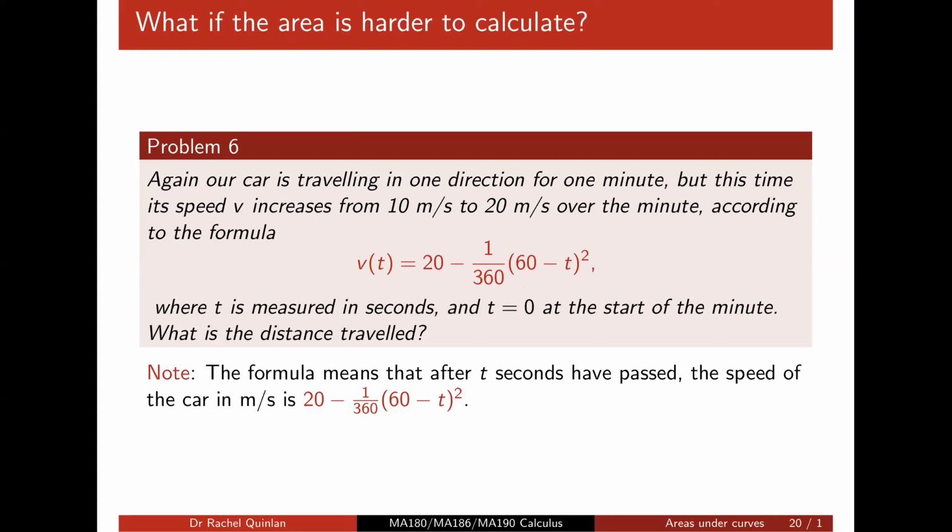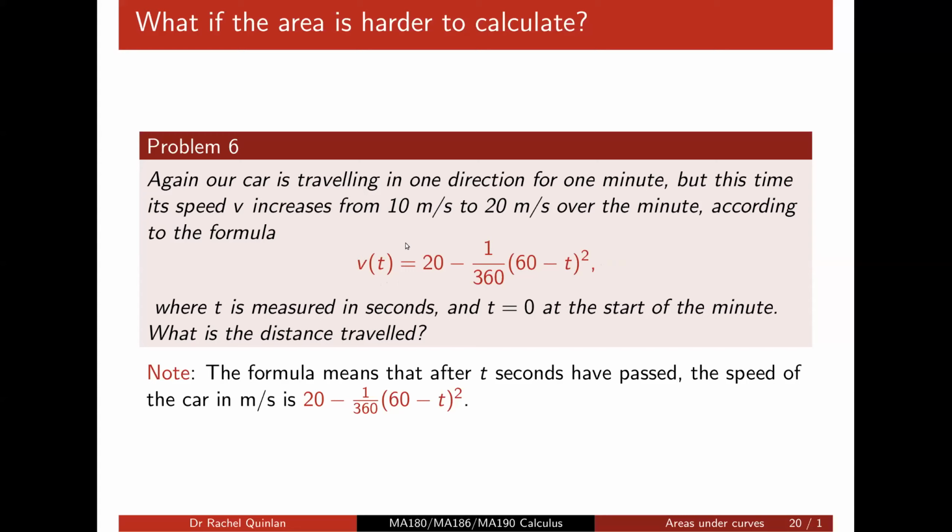The examples we've had so far have been deliberately chosen so that we're able to calculate the areas involved, because they're essentially just triangles or combinations of rectangles and triangles. So if the speed function was something more complicated, for example: again, our car is traveling for 1 minute. This time its speed increases from 10 meters per second to 20 meters per second again over the 1 minute, but according to a different formula, not a steady acceleration, but a formula given by this quadratic function of time.